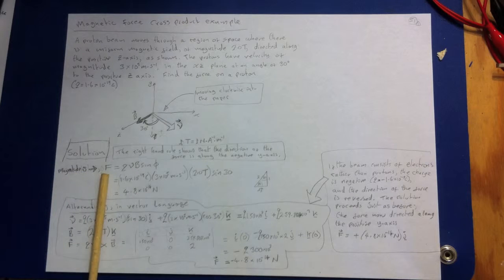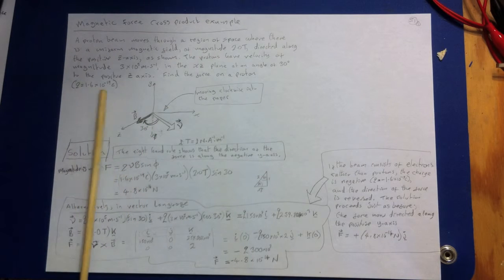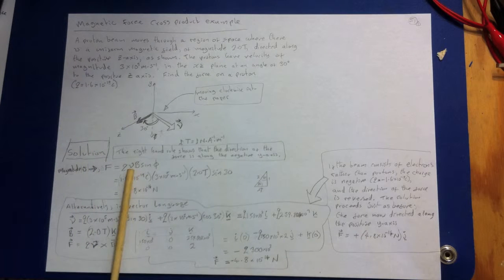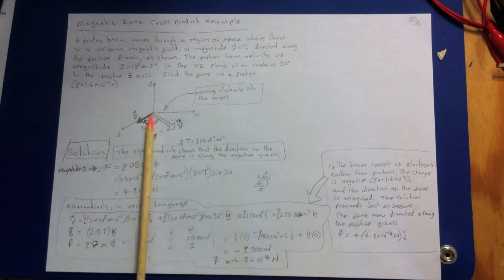The magnitude is given by F equals QVB sine theta. So we've got the angle 30. We've got the charge, the electron charge or the proton charge if you like, 1.6 times 10 to the minus 19. The velocity is 3 times 10 to the 5 meters per second, and we've been given that the magnetic field has a magnitude of 2 Teslas. Theta is 30 degrees, so it's sine 30. We just plug all those numbers in, and we get that the force is in this direction, and its magnitude is 4.8 times 10 to the minus 14 newtons.